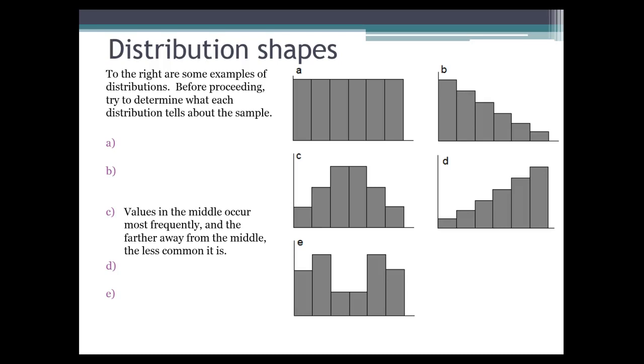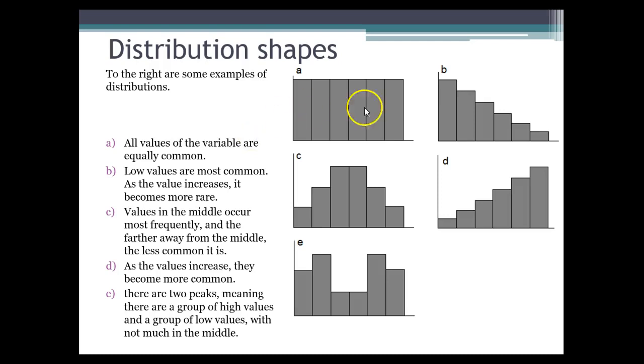Now for the rest of them, for this one, all of the values are equally common. So it doesn't matter whether the values are low, medium, high. They all occur with equal frequency.